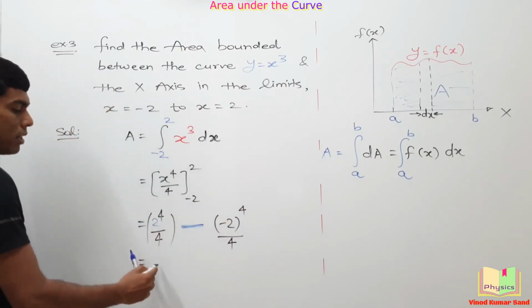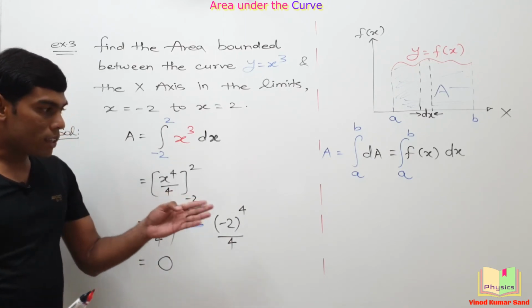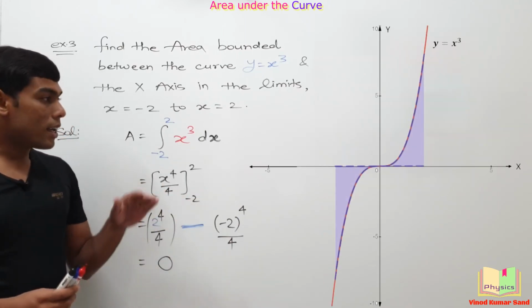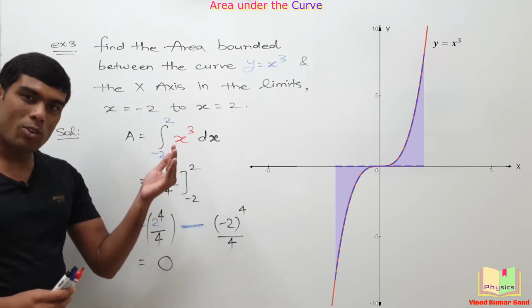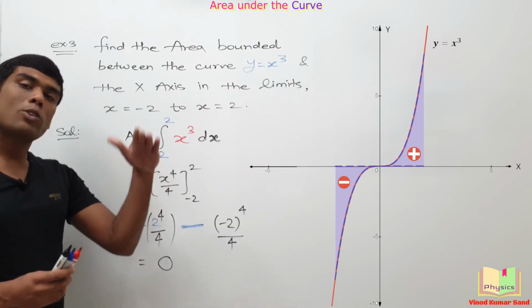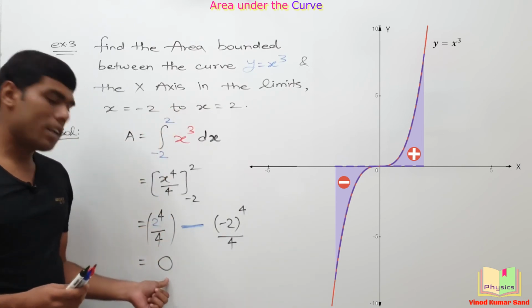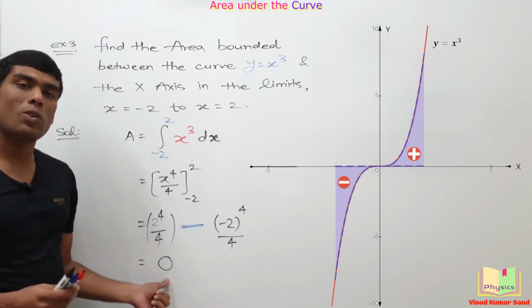You can simplify it. It will come out to be 0. And you can see the diagram also on the board. The area above the x-axis is taken to be positive and the area below the x-axis has been taken as negative. So the positive and equal negative area will get nullified and the final answer will be 0.